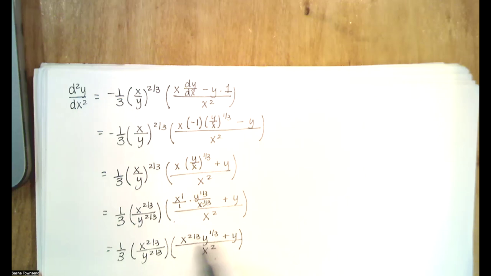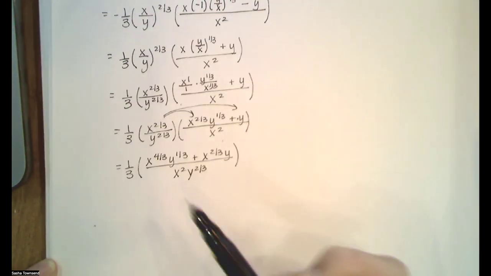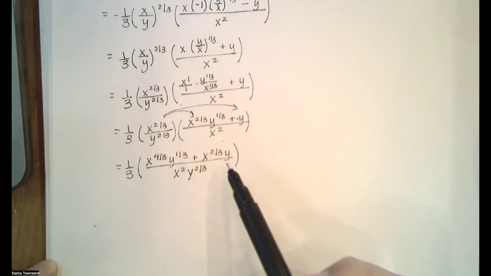And I guess we could factor out a y to the 1/3. I don't know, I think I'll distribute the x to the 2/3. X to the 2/3 times x to the 2/3 is x to the 4/3 because you just add the exponents. I'm distributing that there and there. And I'm taking all of that and dividing by this x squared times y to the 2/3. Like, this is really tedious, I know. It's kind of annoying, actually. But I'd like to simplify this as much as possible.